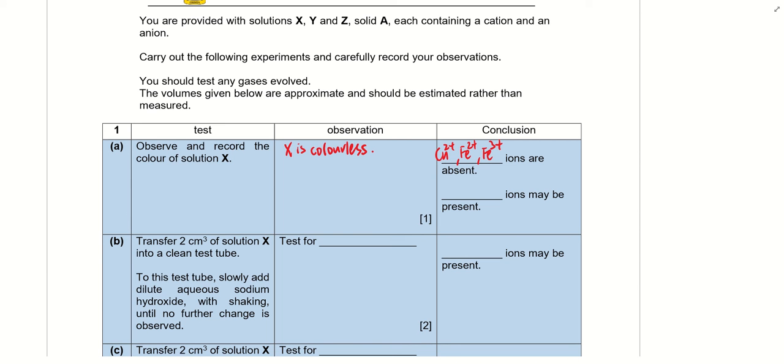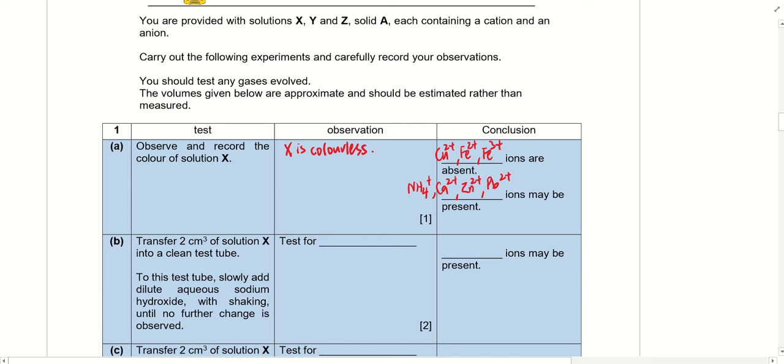Then you can shortlist the ions that could possibly be present. So I can think of NH4+, Ca2+, Zn2+, and Pb2+. So these are the possible ones.